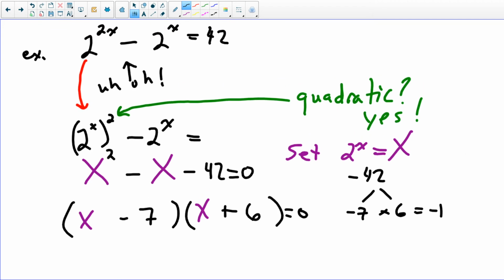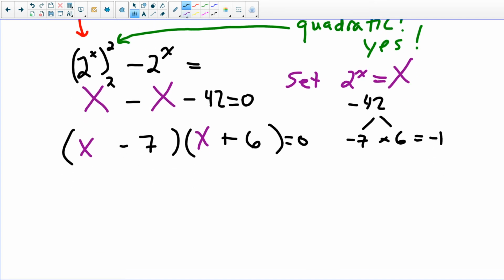So I'm just going to pause for a second here because I know I messed things up. Are we all good to go here? Okay, good. So we got to this point, right? And now normally we would find our zeros, which we are going to do. So x would be equal to 7, and x would be equal to -6.